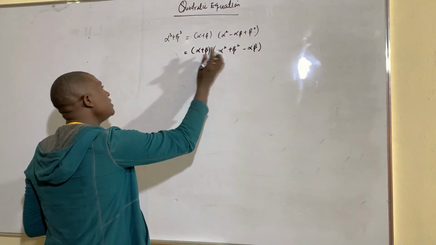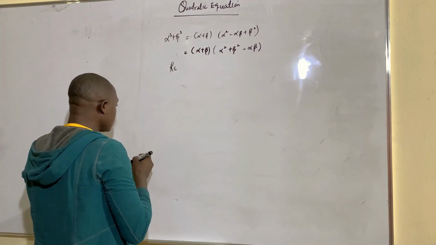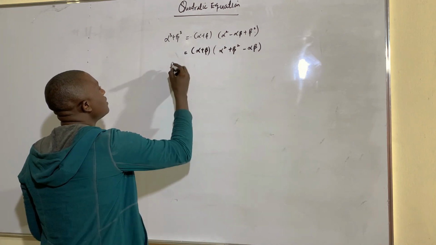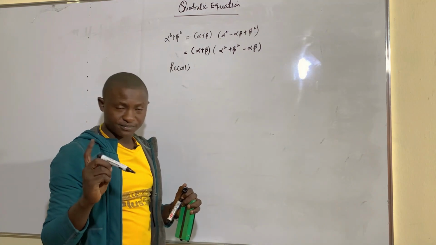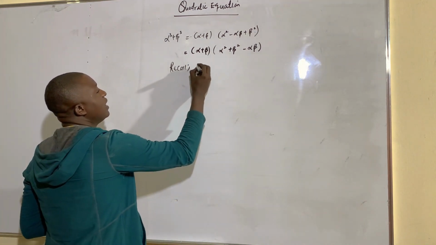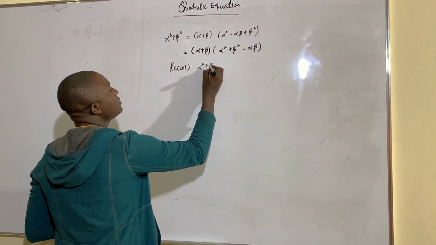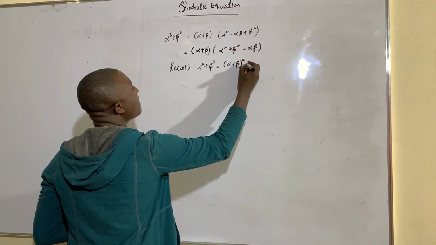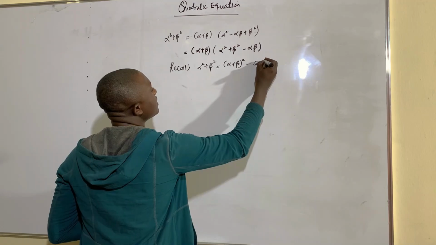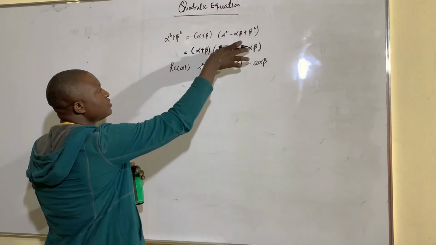We have a formula for this. Recall that alpha square plus beta square is nothing but alpha plus beta all square minus 2 alpha beta. We have done that one earlier. So let's substitute it here now.